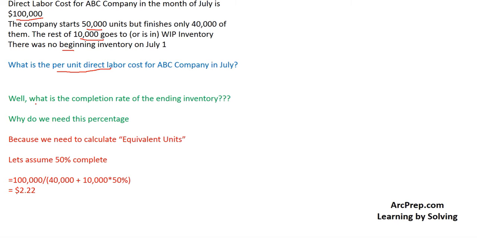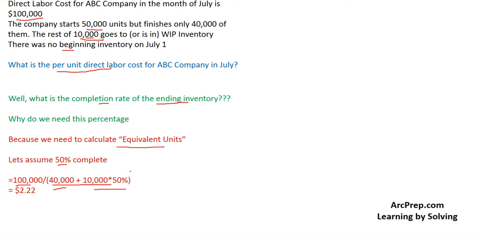First of all, what I need to know under both methods is the completion rate for ending inventory. We need this percentage to be able to calculate equivalent units. Okay? So let's assume these 10,000 units were 50% complete. In a sense, with this $100,000, I'm finishing 45,000 units: 40,000 100% complete and 5,000 100% complete.